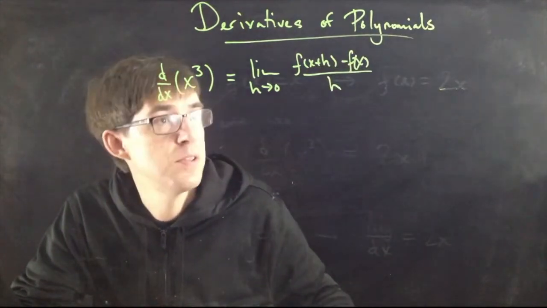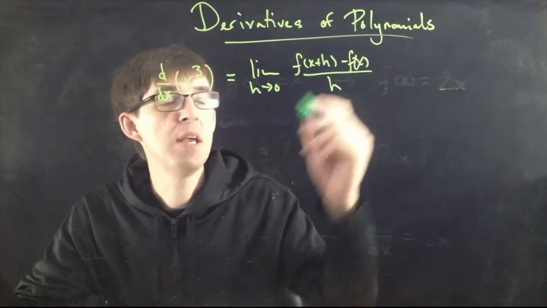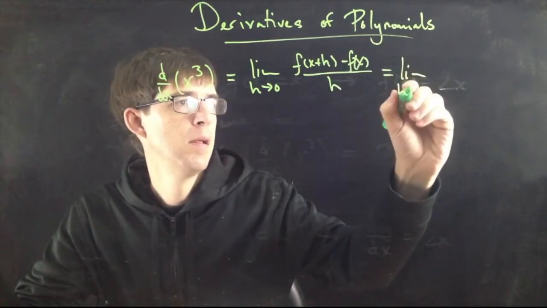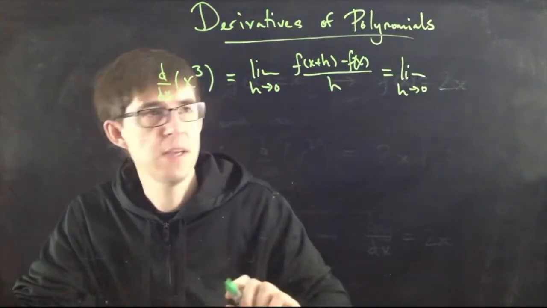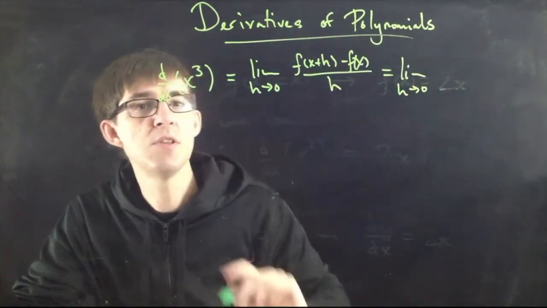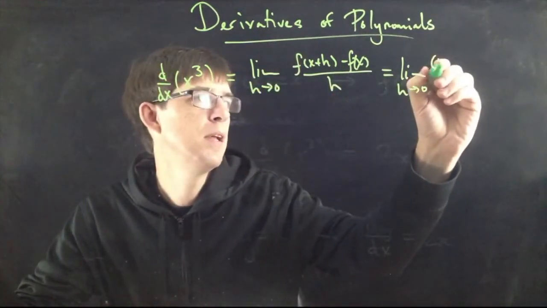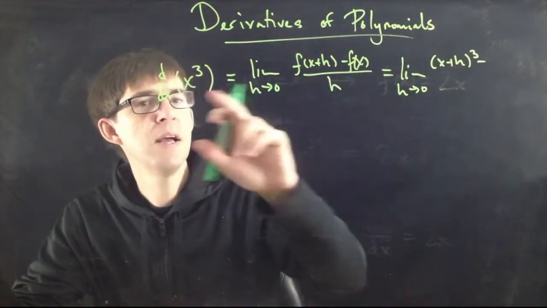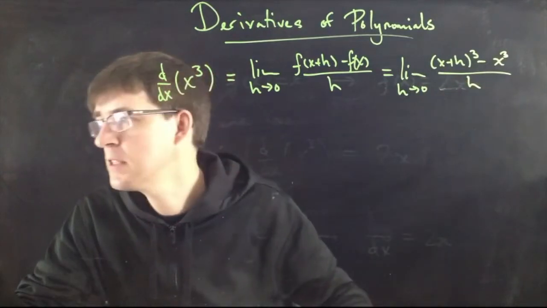Right, this is the limit as h goes to 0 of f of x plus h minus f of x, divided by h. We begin by plugging into the function f of x plus h. This is my function f of x, and I'm going to plug in x plus h where I see x there. It will say x plus h cubed, and you best put parentheses there, right? Minus f of x, which is x cubed, divided by h, like so.